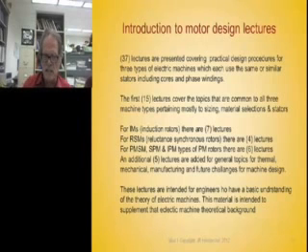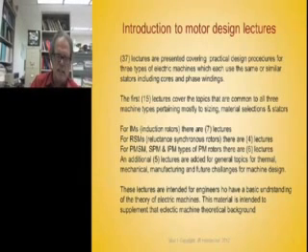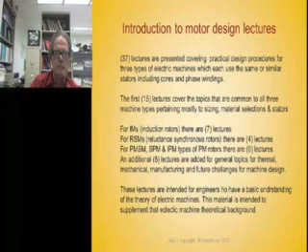Now, let it be understood up front here that these lectures are designed for engineers who have a basic understanding of the theory of electric machines. It's not intended here to reteach that material. This material is intended to supplement the knowledge of engineers so that they know how to apply their theory to the practical design of a machine.